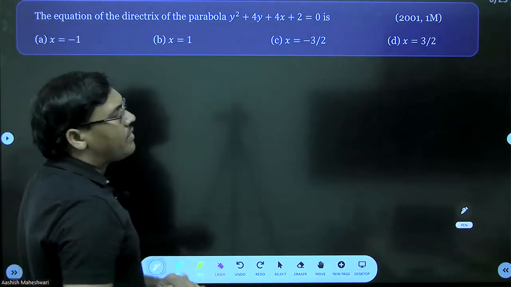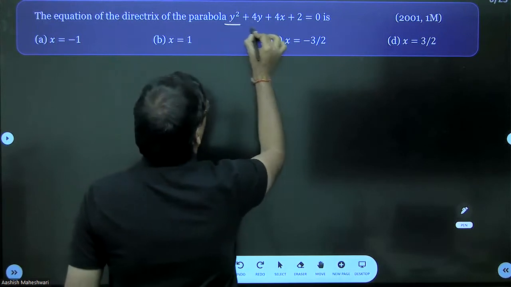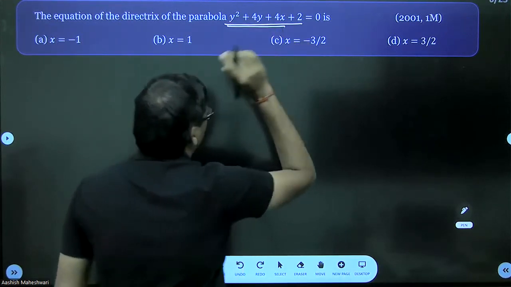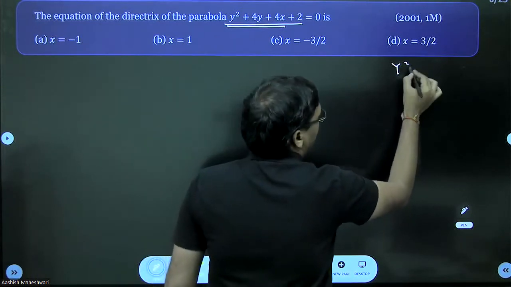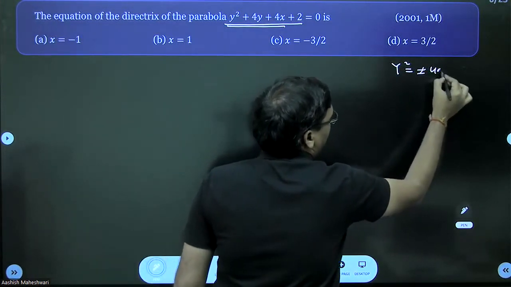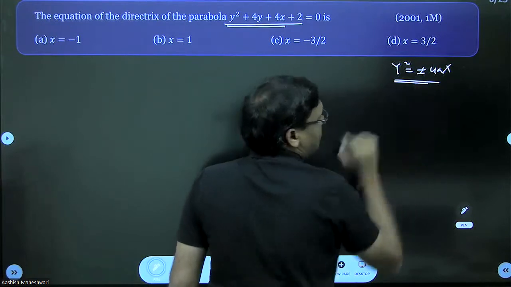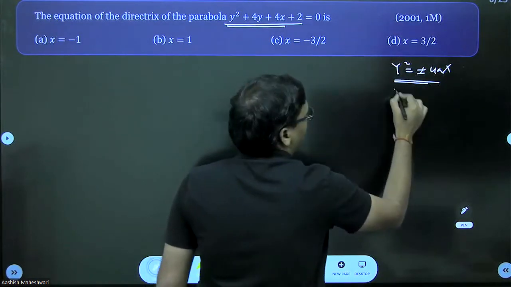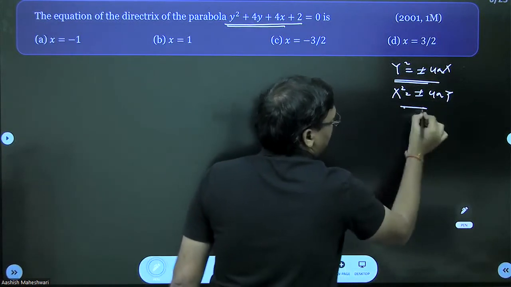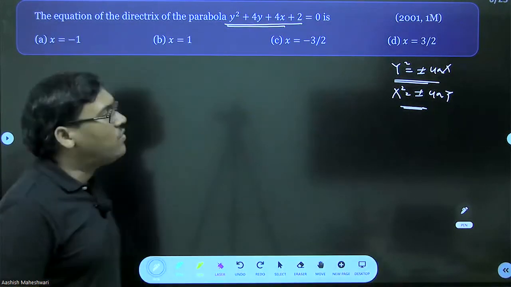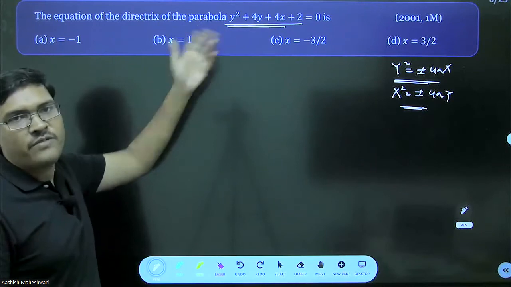Now see, if you have to find the directrix of this kind of expression, first you convert this into standard form. What is the meaning of standard form? You convert this into this kind of form, plus or minus 4ax type, or if it is vertical, you can convert into this form. Convert into this type of form. Now how will you convert this? Perfect square. Make a perfect square.